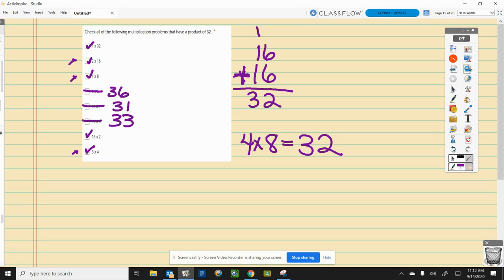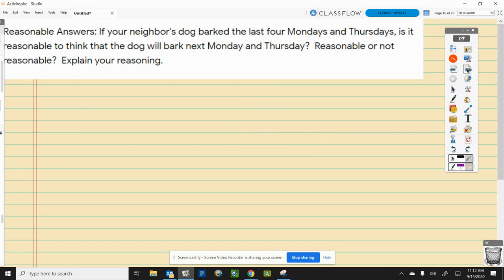All right, next problem. This is one of those reasonable answers. Does this answer make sense? Sometimes we come up with an answer and we don't stop and think back, does my answer even make sense? Make sure you do this. So we're going to do lots of problems like that here.